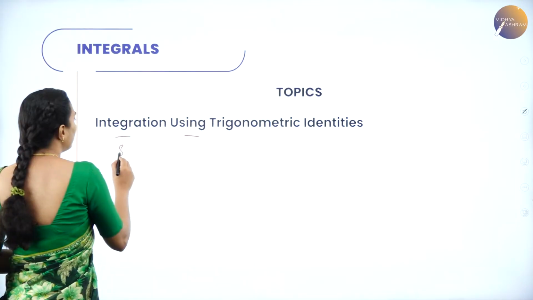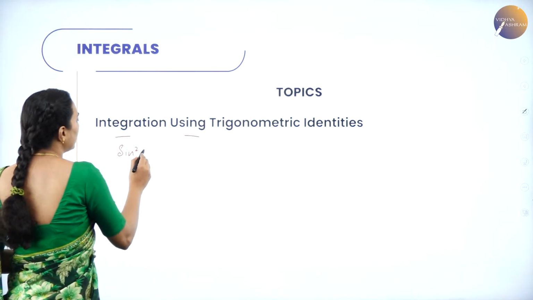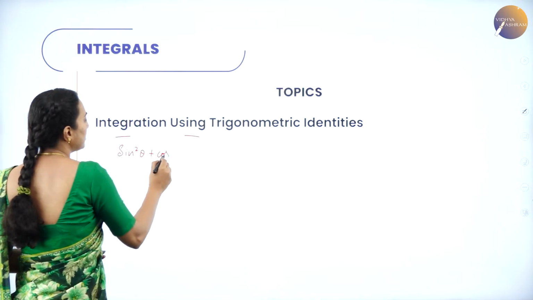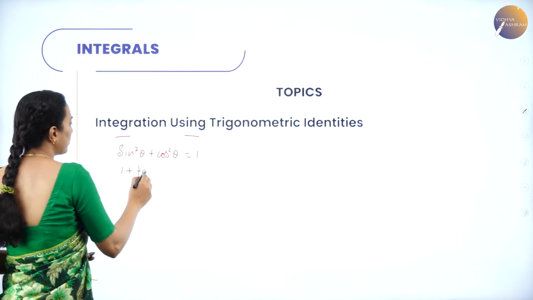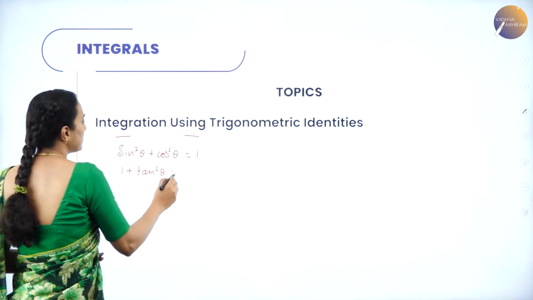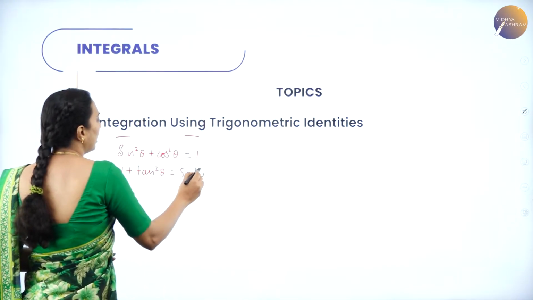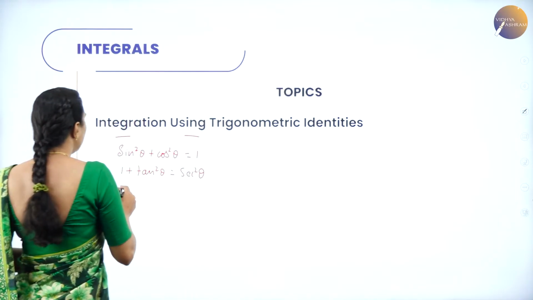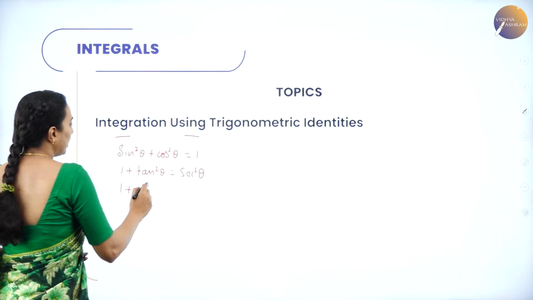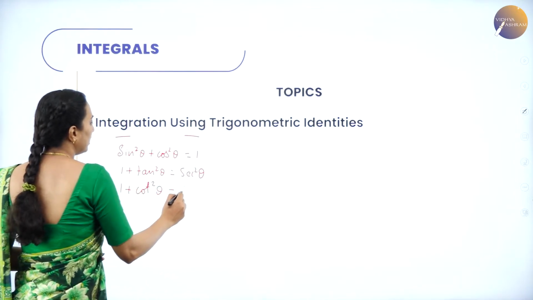You are going to use formulas like sine squared theta plus cos squared theta is nothing but 1, isn't it? Similarly, 1 plus tan squared theta can also be written as secant squared theta. Otherwise, secant squared theta minus 1 is nothing but tan squared theta. 1 plus cot squared theta is nothing but cosecant squared theta.